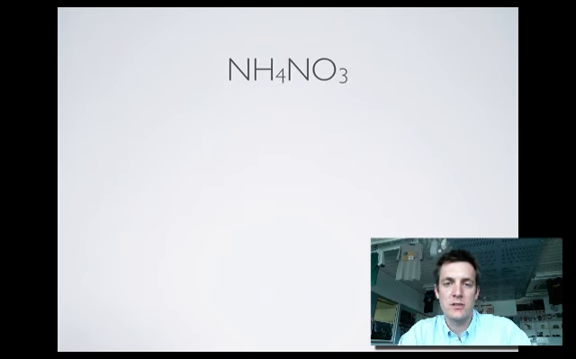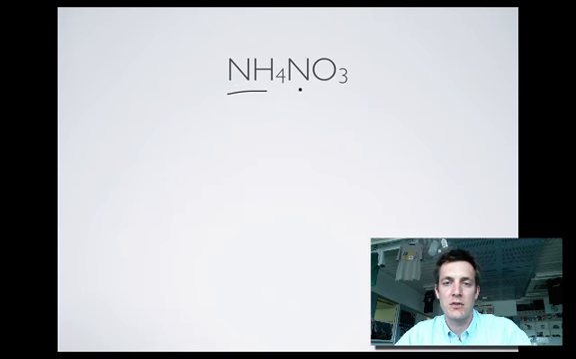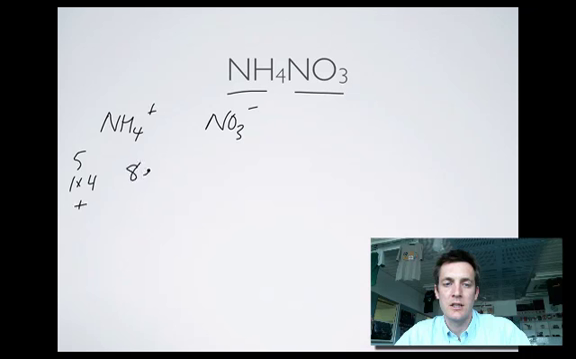Okay, that just leaves one example for this film, and that is ammonium nitrate. We can go through this a little bit quicker because we've seen the electron dot diagrams for both these ions already in this film. Okay, but we've got NH4 plus and NO3 minus. So very quick working here. 5 for the nitrogen, 1 times 4 for the hydrogens, and a positive charge. That means 8 electrons or 4 pairs.